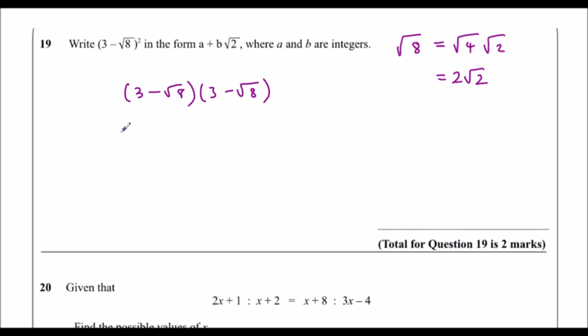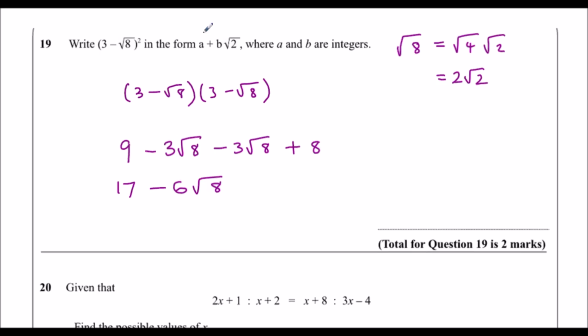So 3 3's are 9. 3 times negative root 8 is, well, negative. A positive times a negative is a negative. So minus 3 root 8. Negative root 8 times 3, again, minus 3 root 8. And a negative times a negative is a positive. Root 8 times root 8 is 8. So that gives us 9 and 8 makes 17. And we've got minus 3, negative 3, take away another 3, negative 6 root 8.